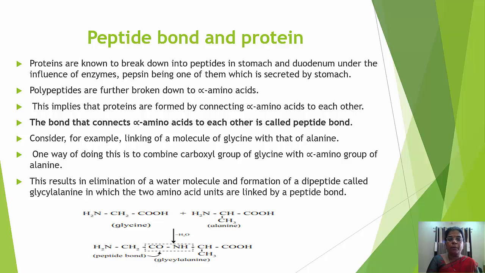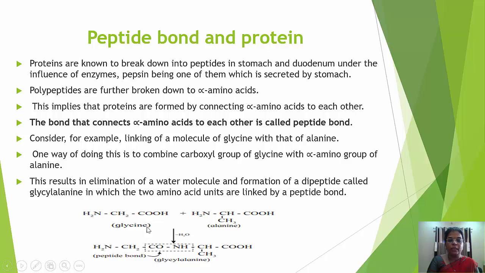Consider, for example, linking of a molecule of glycine with that of alanine. One way of doing this is to combine the carboxylic acid of glycine with the alpha amino group of alanine. This results in the elimination of a water molecule and formation of a dipeptide called glycylalanine, in which the two amino acid units are linked by a peptide bond. Now this is the reaction.